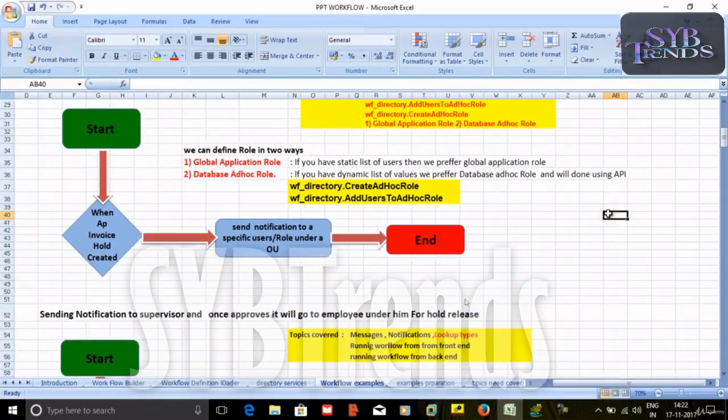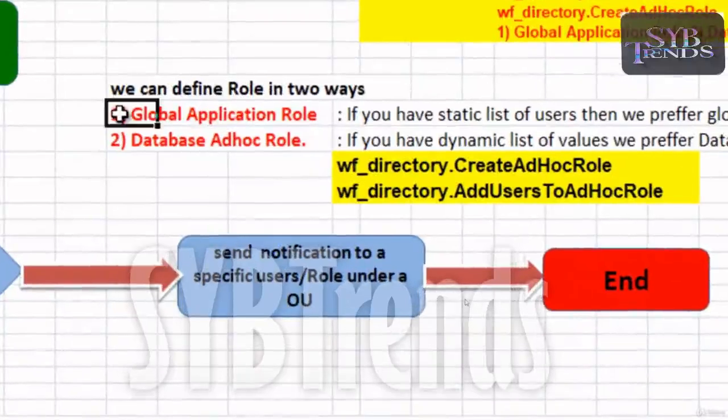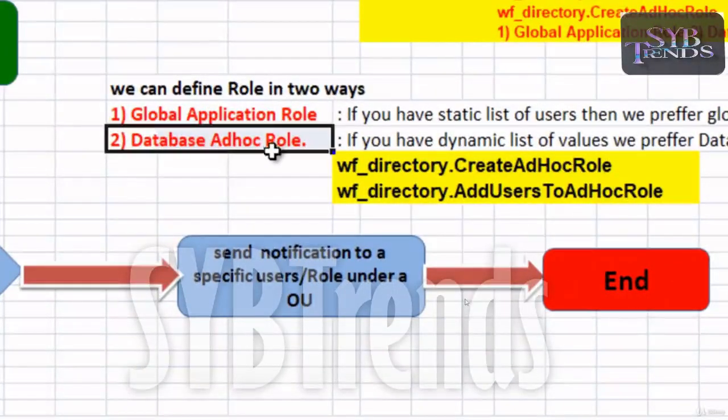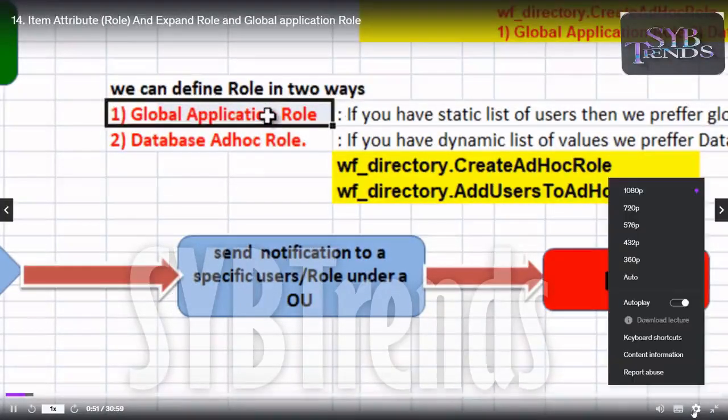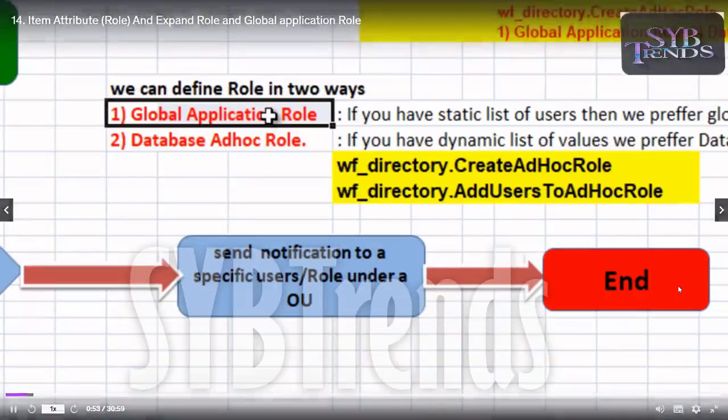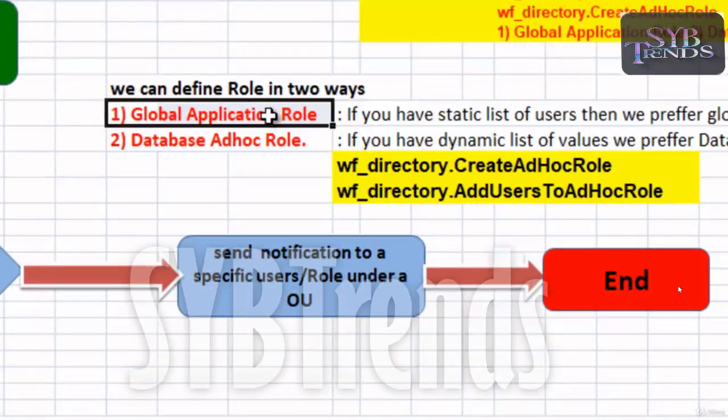In order to understand role type, we need to know how to create a role. There are two ways of creating the role. One is a global application role. Second one is database ad hoc role. Global application role means if you have a static list of values, meaning the values will not be changed. In that case, you need to use global application role.